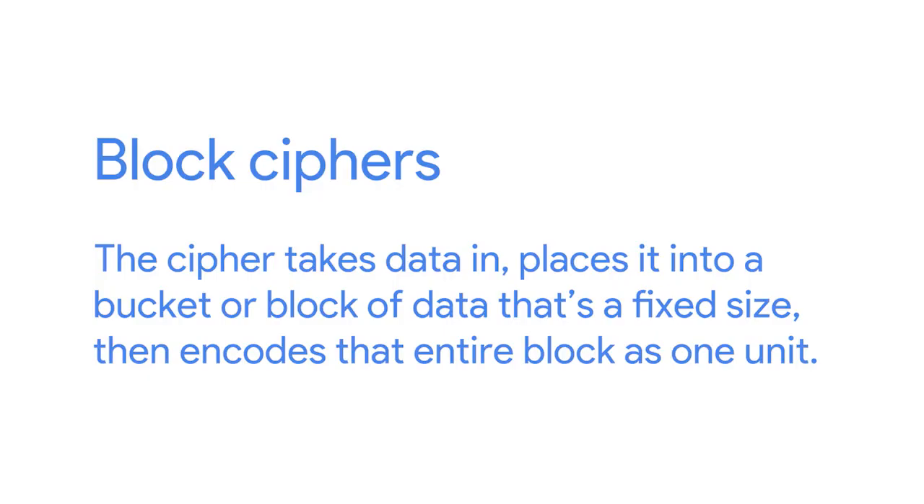The other category of symmetric ciphers is block ciphers. The cipher takes data in, places it into a bucket or block of data that's a fixed size, then encodes that entire block as one unit. If the data to be encrypted isn't big enough to fill the block, the extra space will be padded to ensure the plaintext fits into the blocks evenly. Now, generally speaking, stream ciphers are faster and less complex to implement, but they can be less secure than block ciphers if the key generation and handling isn't done properly.